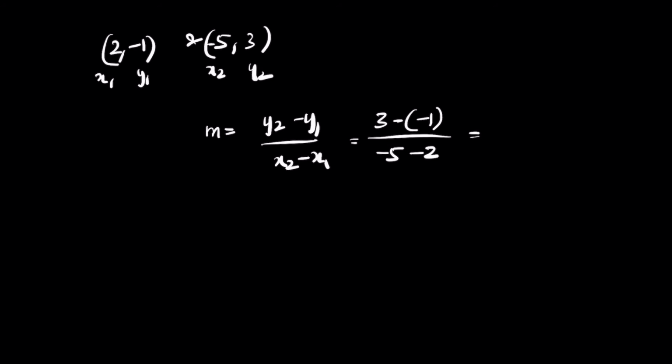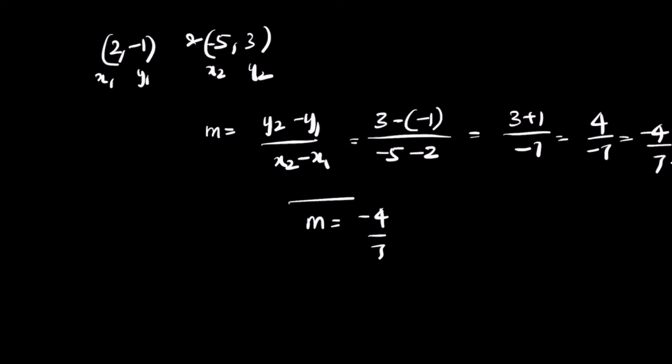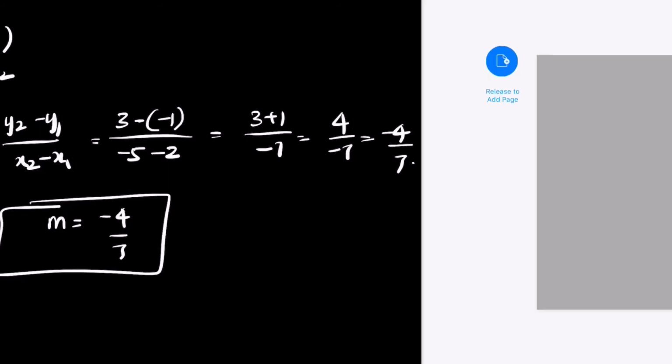So you have 3 minus of minus 1, that gives you a value of 3 plus 1 by minus 7. So that becomes 4 by minus 7. So you get the entire slope minus 4 by 7. So the final answer is m equal to minus 4 by 7. Right. So now try another problem on your own. So now try finding the slope between minus 2 comma 6 and 1 comma 4. So try to find the slope between these 2 points.